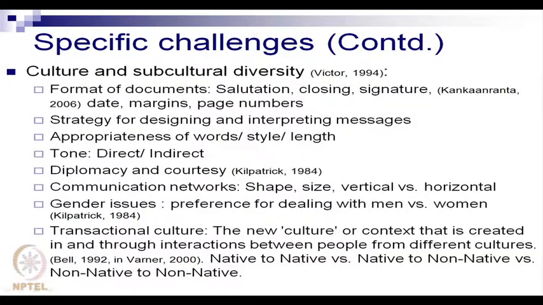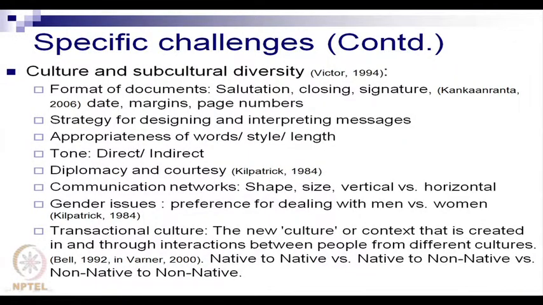Appropriateness of words, style, length, all of these things. Which words do you use? What style of writing do you use? How long should the message be? Again, it depends on the culture. Tone, direct or indirect. Diplomacy and courtesy. Again, how do you address people? What will sound polite? What will sound diplomatic? What will sound abrupt? What will sound brash? Again, it depends on your perception of that culture, and that is very difficult to gauge, especially in written communication.